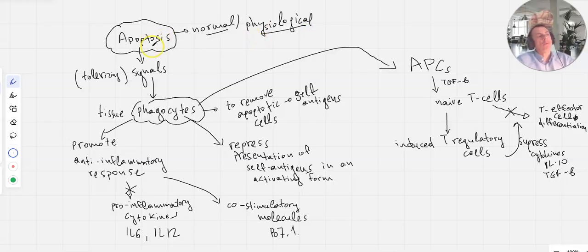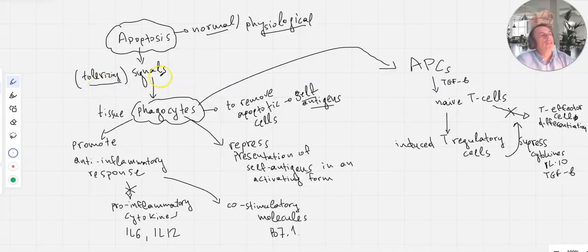Now, these apoptotic cells, as they die, secrete signals that reach the phagocytes on the tissues. And these signals are called tolerizing for a specific reason that we'll see now. These phagocytes will then attempt to remove the apoptotic cells. The apoptotic cells also, keep in mind, produce and release self-antigens.